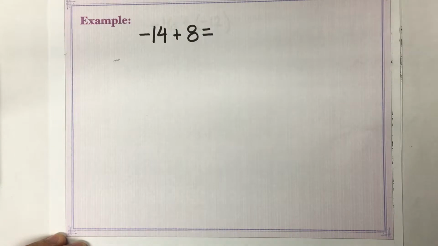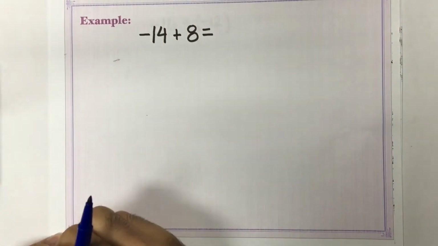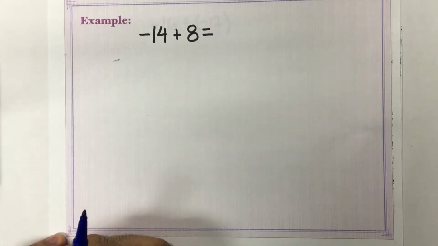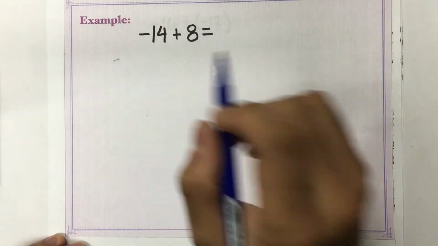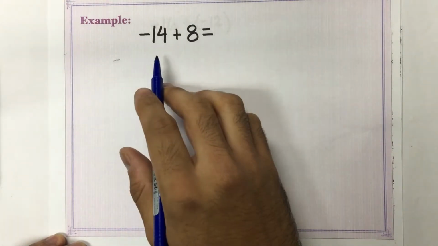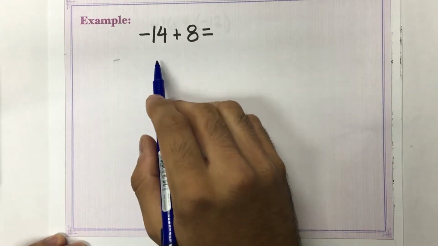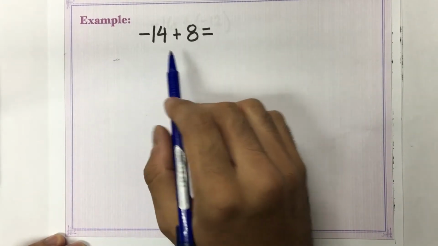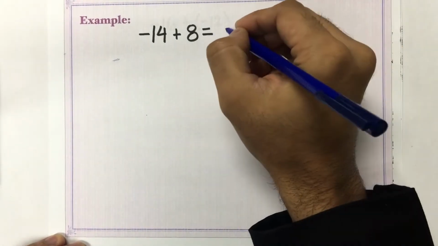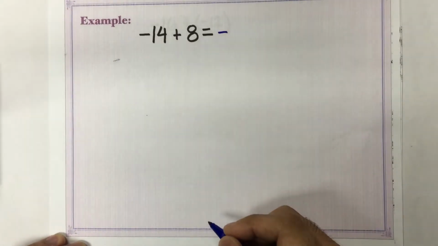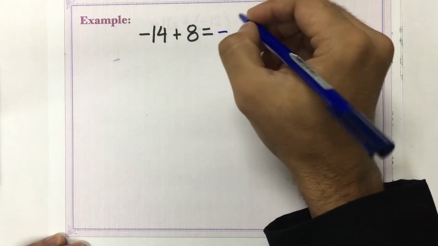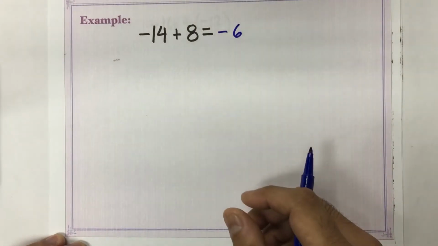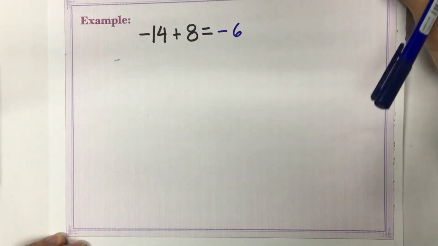And now we're ready for a few more examples applying these rules. We also have, once again, two numbers of opposite signs that are being added together. -14 and +8. Same case, we have a negative number whose absolute value is larger than the positive, so our answer right away is going to be a negative answer. 14 minus 8 equals 6, so our answer is going to be -6. Okay, let's see another one.